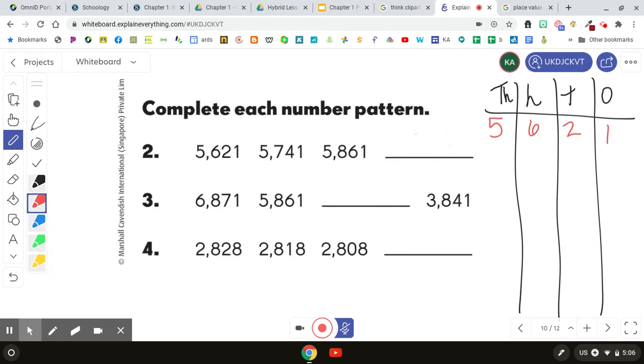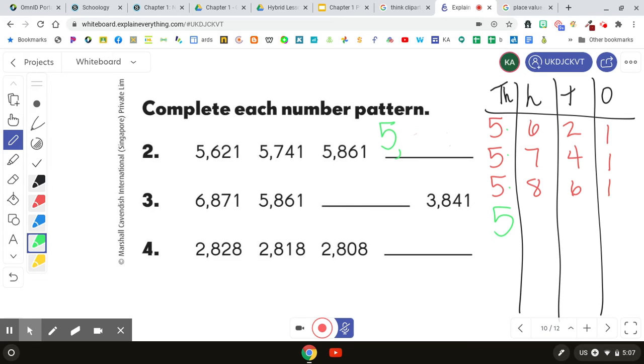5,621. Then I have 5,741. Then I have 5,861. And I'm trying to find my next number. So I'm going to start in my thousands column. I have a 5, a 5, a 5. Well, it looks like my pattern is a 5. So I'm going to put a 5 here in my thousands.